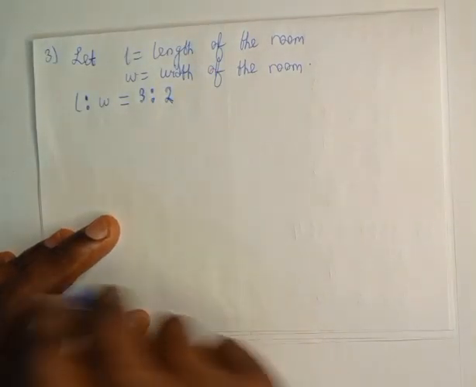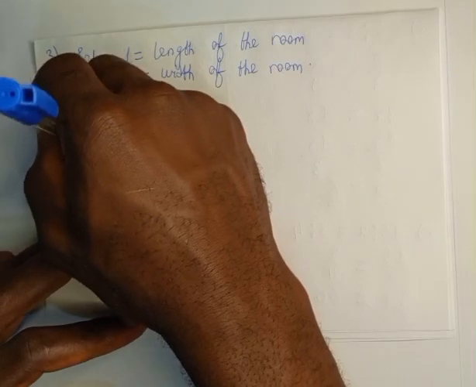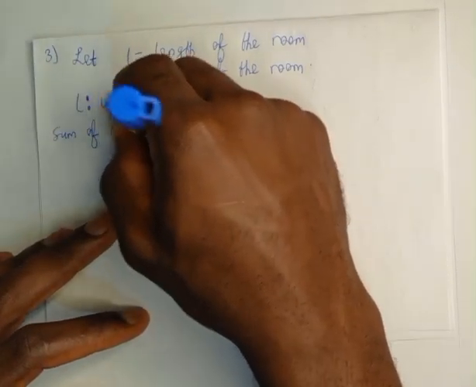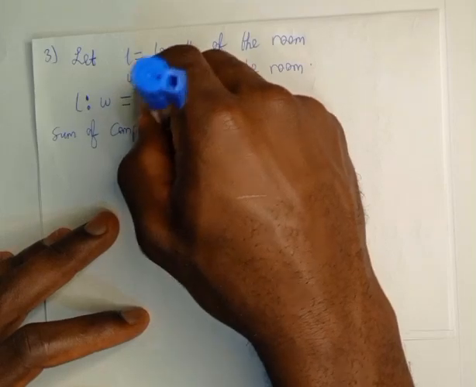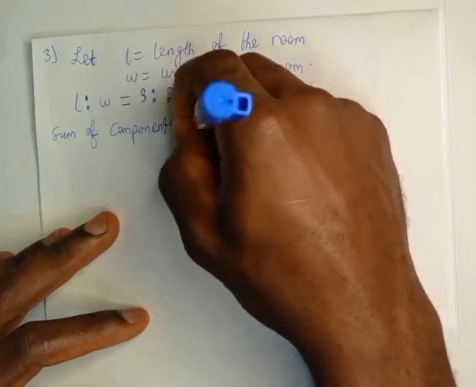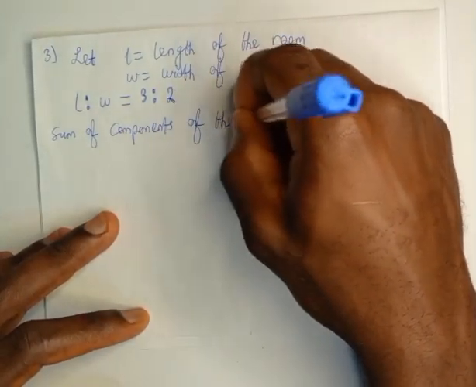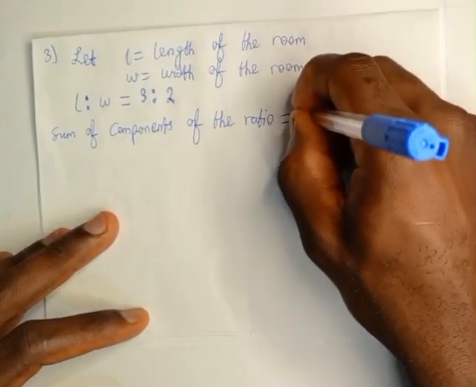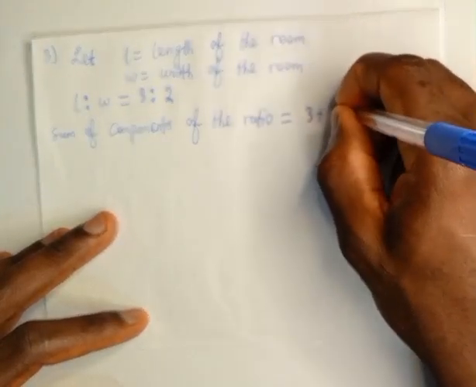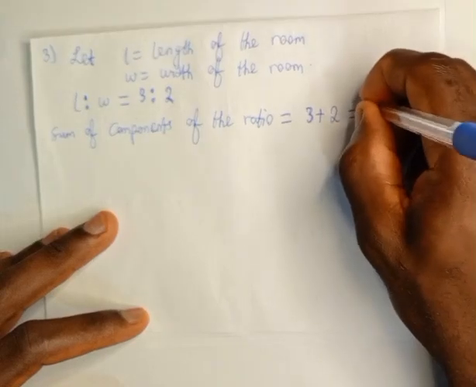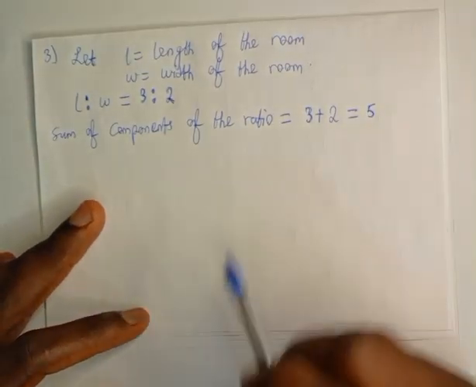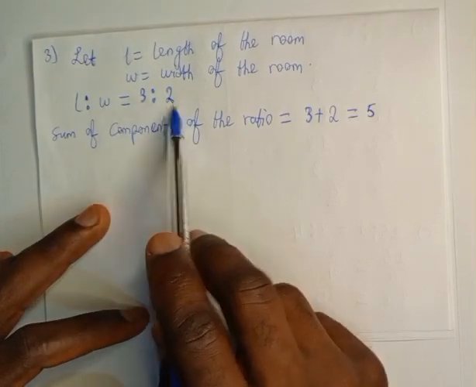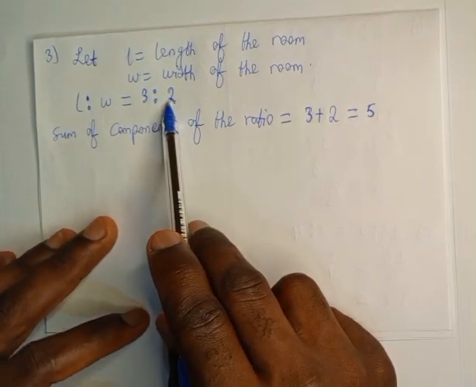The next thing, we need to find the sum of the components of the ratio of the length to the width of the room. Sum of components of the ratio is equal to 3 plus 2, which is equal to 5. This simply means out of 5 parts, the length of the room takes 3, the width of the room takes 2.